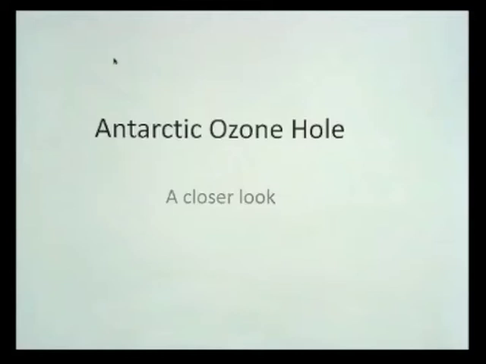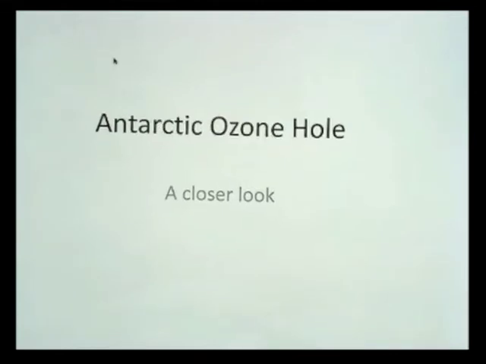We're finally ready to take a closer look at the hole, what's called the hole in the ozone layer. And I think what we've recognized by now is that the hole is a region over the Antarctic that has a much lower ozone concentration than the rest of the world. So we want to take a closer look at that and understand why it happens. Is it permanent? That sort of thing.